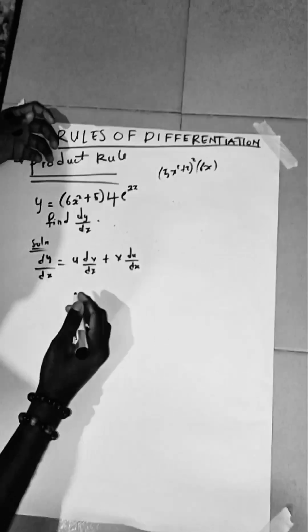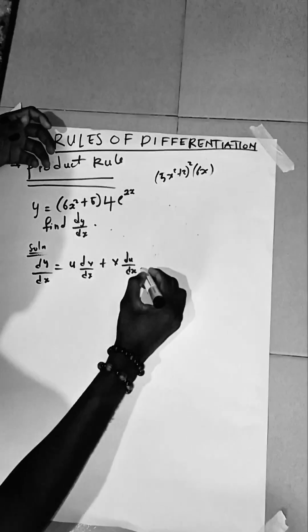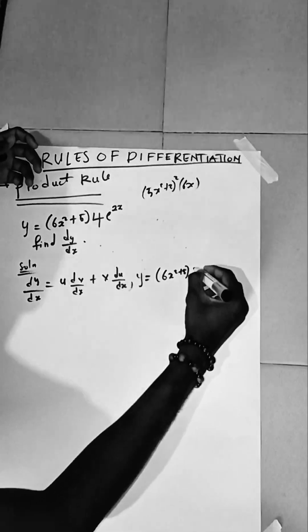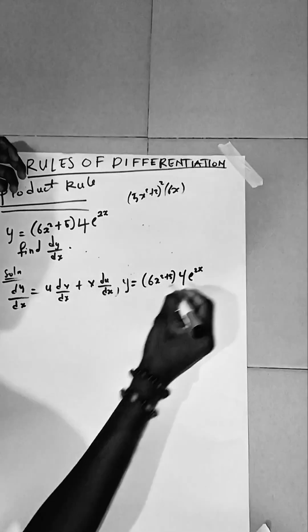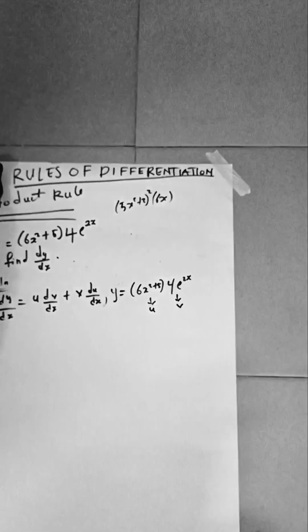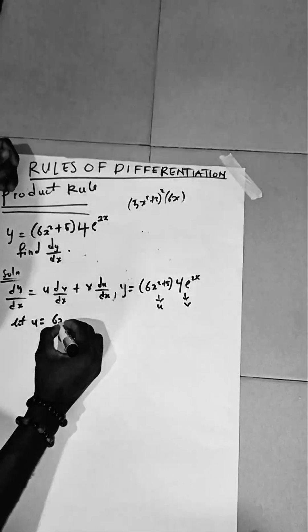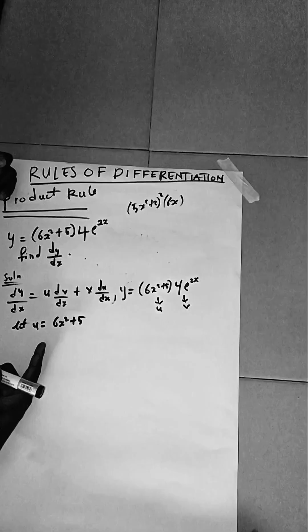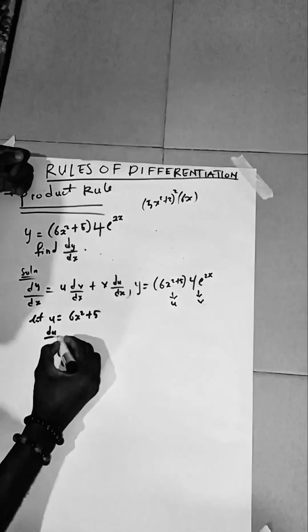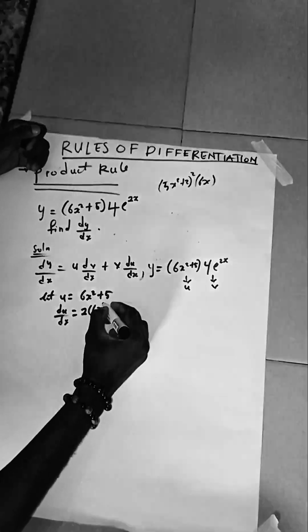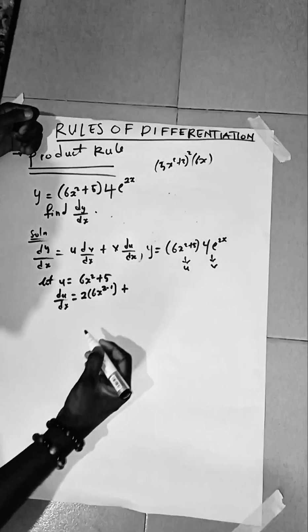So let's solve. For this function, we have y equals 6x squared plus 5 multiplied by 4e to the 2x. Let's choose this to be our u and this to be our v. So let's write them out. Let u equal 6x squared plus 5. The next thing we need to do is differentiate u with respect to x. So for du by dx, remember your power rule, 2 comes to the front, it becomes 2 times 6x raised to the power 2 minus 1. Then plus, remember the derivative of a constant is 0.